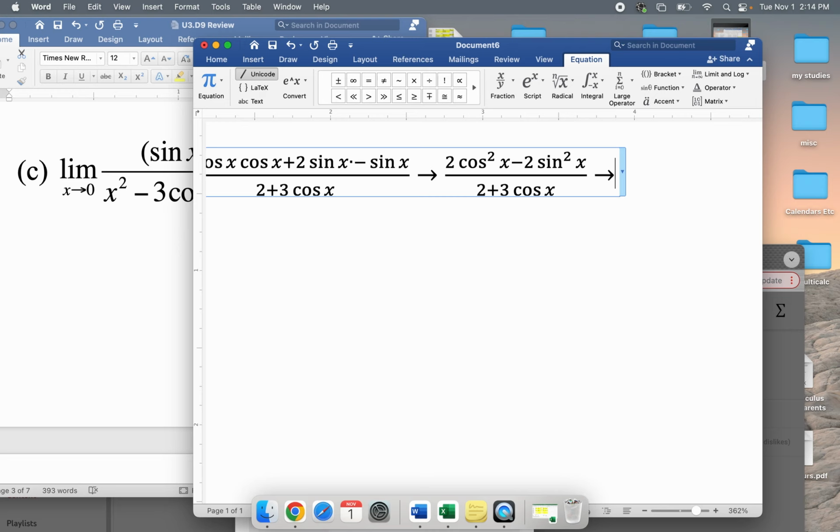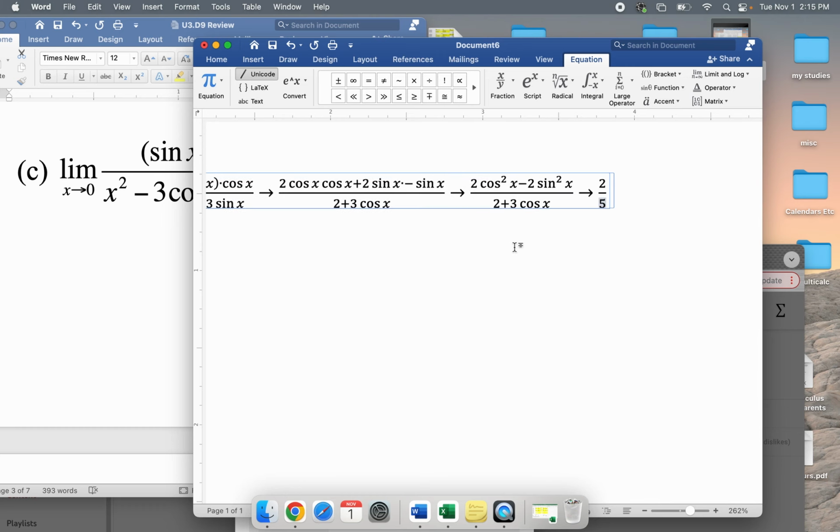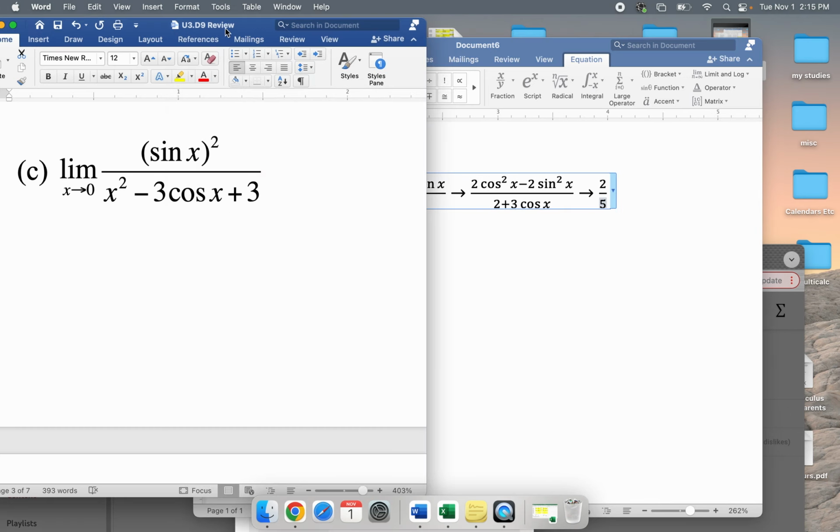Now let's try plugging in 0 again. I don't think you get 0 over 0 this time. Plugging in 0 here, cosine of 0 is 1, squared is still 1, times 2 is just 2. Plug 0 into this, you'll get 0. Plug 0 into all this stuff, I think you'll just get 5. So 2/5. There we go. That is problem number C.